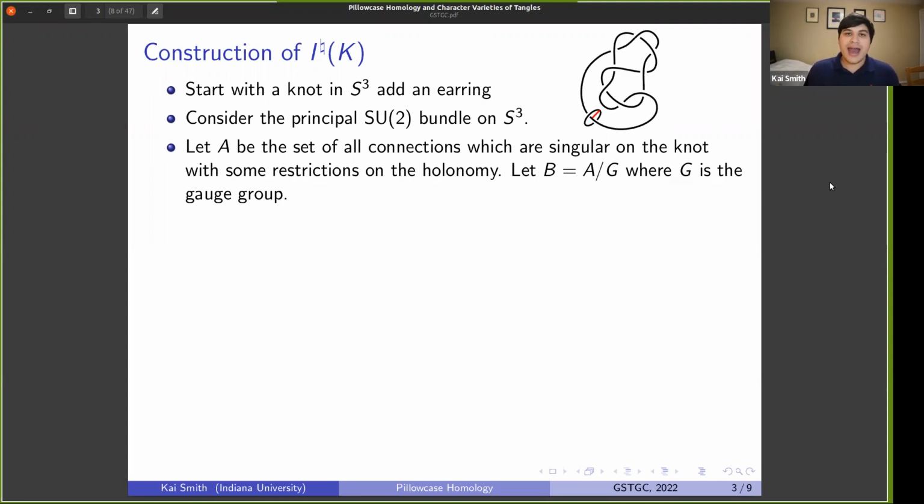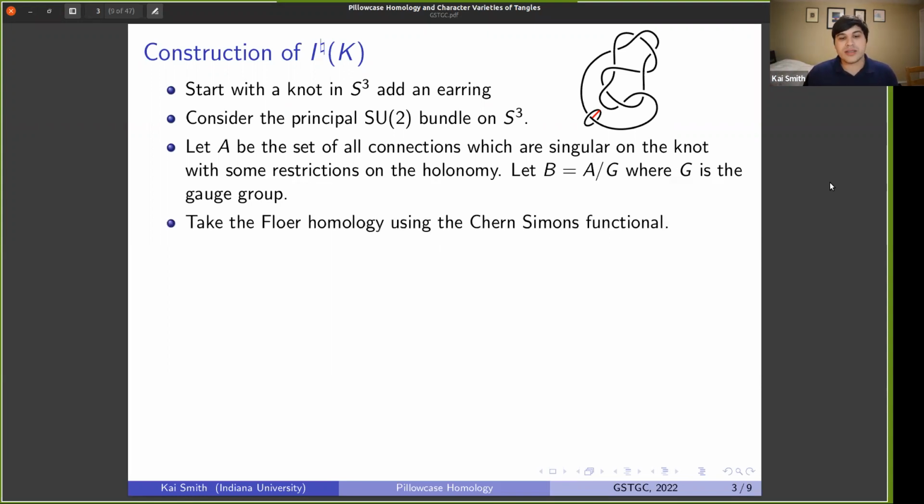And the reason we added the earring was because if we didn't, the space of connections would include the trivial connection, whose stabilizer under the gauge group is big. And so when we quotient out, you're left with a singular space, which is harder to deal with. So by adding in the earring, we've removed that problem and made life a little easier for us.